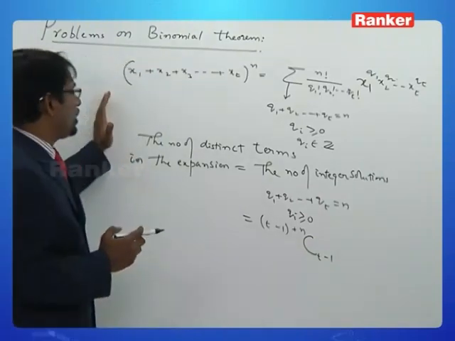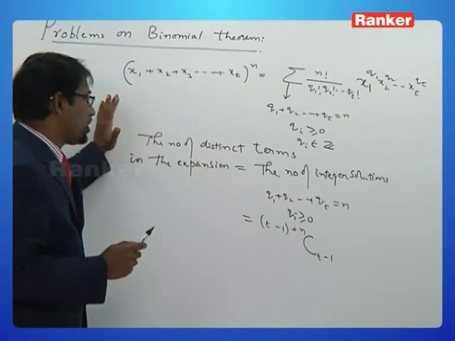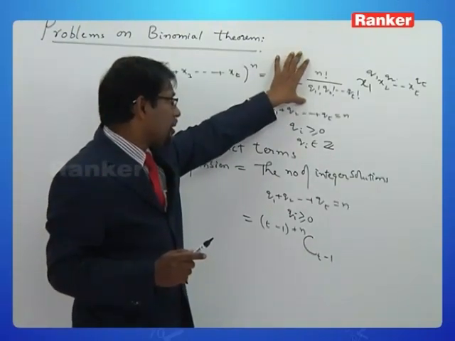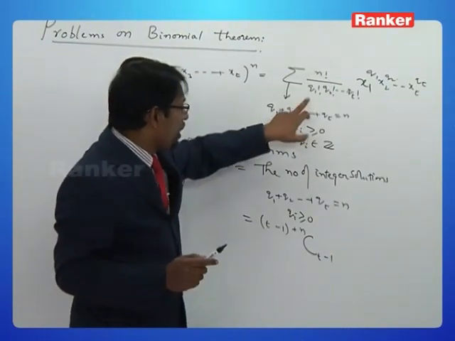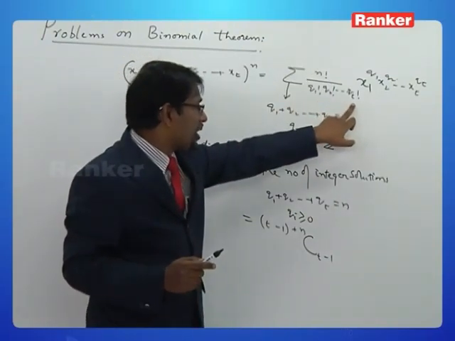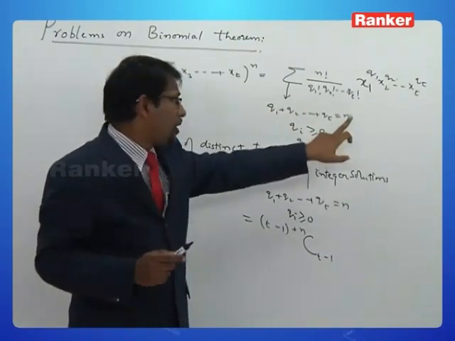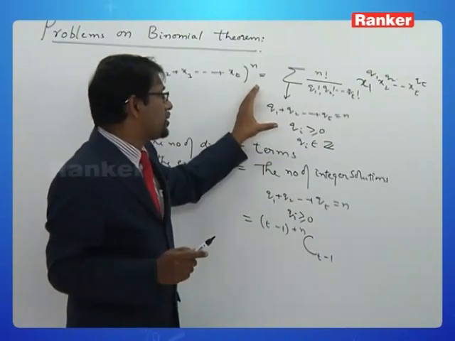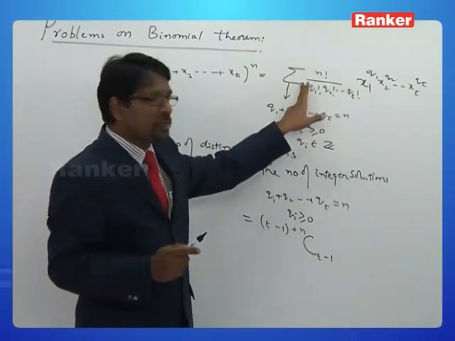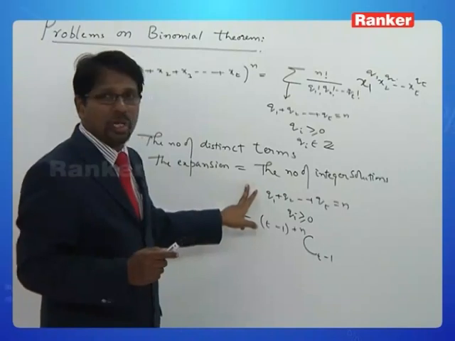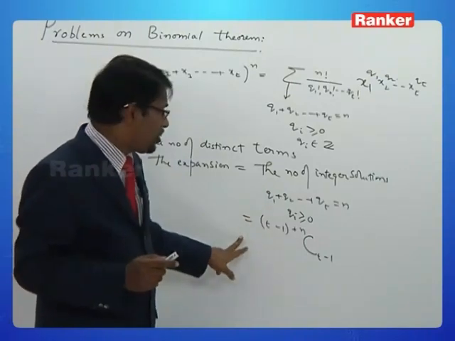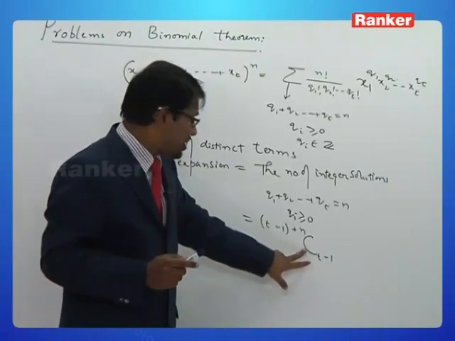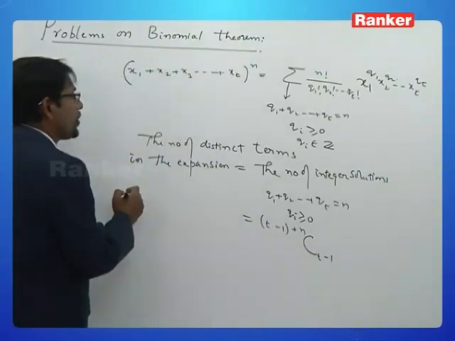What is the formula? The number of distinct terms in the expansion is equal to how many terms this summation ranges. As you keep changing q1, q2, qt, whose sum is equal to n and the qi's are non-negative integers, for every such splitting of n we have a term. So as many splittings as you have of n, that many terms will be possible, and this is the formula here, that is n plus t minus 1 C t minus 1. So that's the formula here.